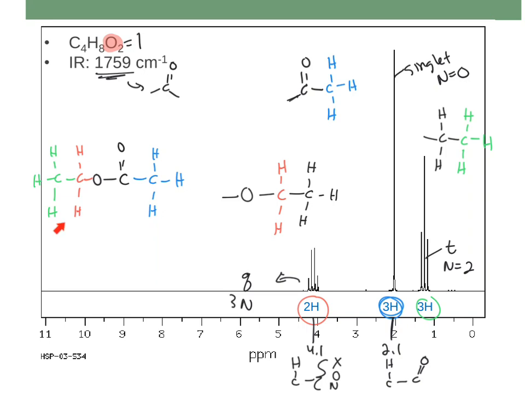So this must be the molecule. I must have ethyl acetate or ethyl ethanoate. I must have this molecule, right? Where the green is talking about this, the red one's talking about this, and the blue one's talking about that. And so using the information in the NMR, I'm able to deduce this structure. That must be my structure, with the help, again, of the IR.